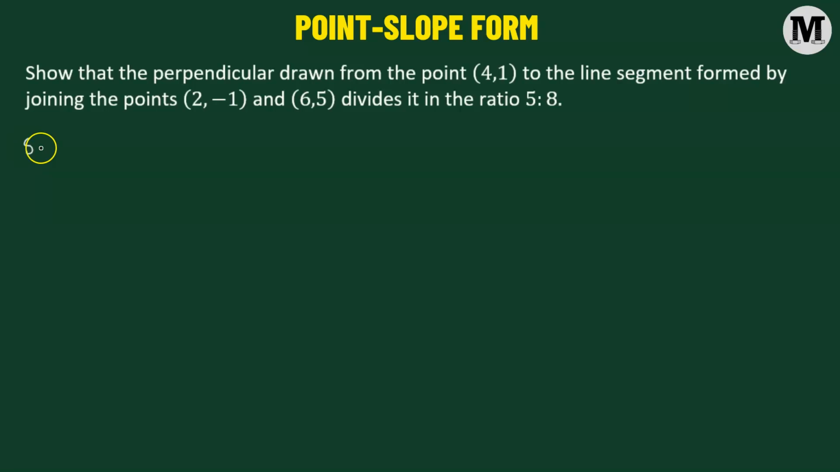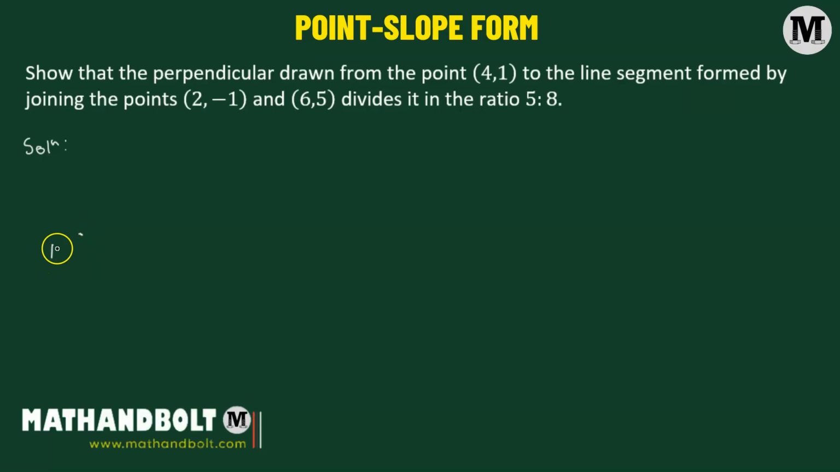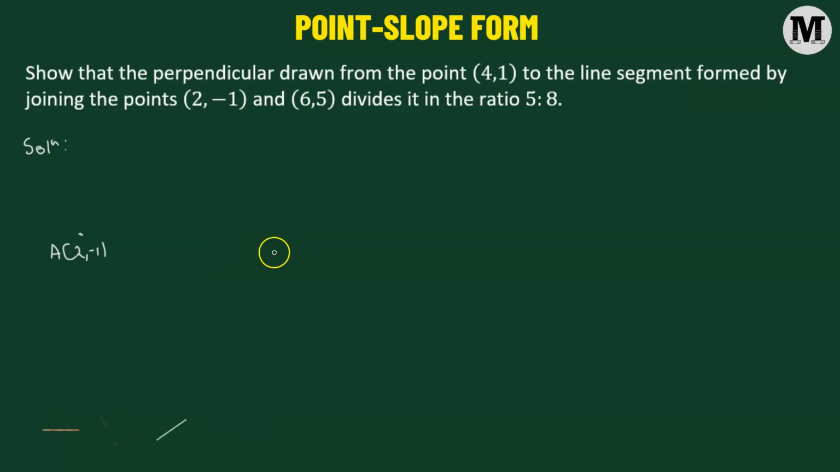So let us begin. Here we will start by considering a point A having the coordinates (2, -1). And then we'll consider another point B. Let's say B has the coordinates (6, 5). We're going to join point A and point B with the help of a straight line.